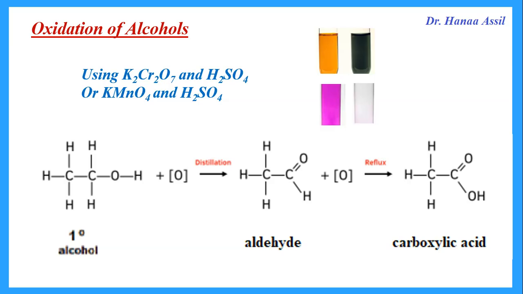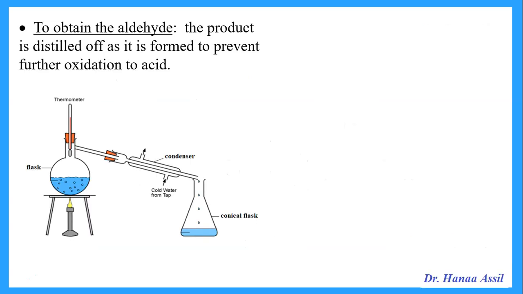Now, in order to have an aldehyde, I need to distill the product as it is formed. So when we want an aldehyde, we heat the alcohol with the oxidizing agent, and in this kind of setup, which is simple distillation, as the product is being formed, it is distilled off so that it does not go on and form an acid.